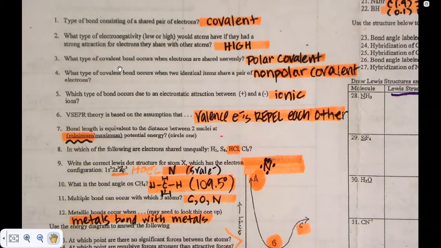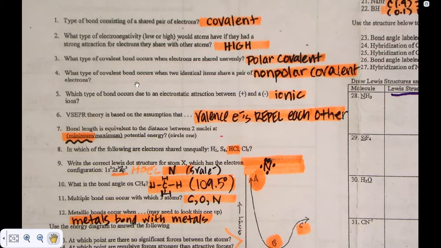Number 3, what type of covalent bond occurs when electrons are shared unevenly or unequally? That's a polar covalent bond. So one atom is substantially stronger than the other in terms of their electronegativity, so it has more ownership or dominance of the electrons. They're pulling harder in that tug of war.